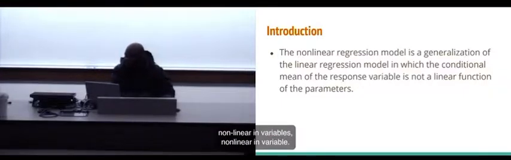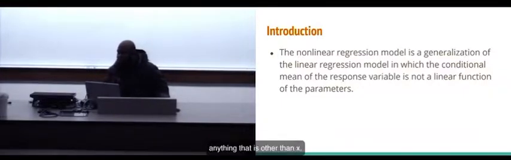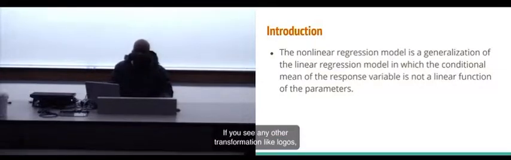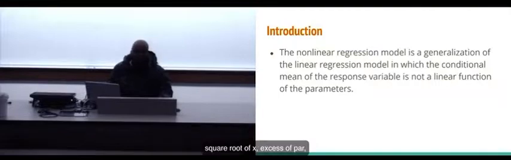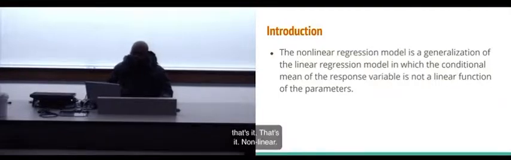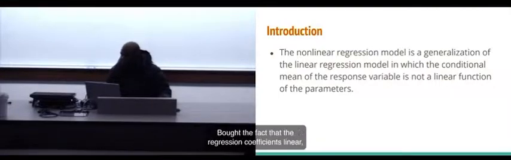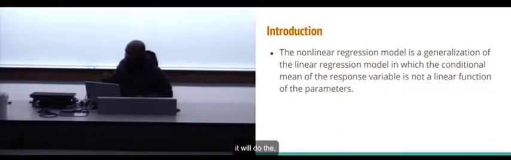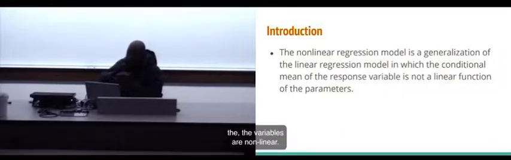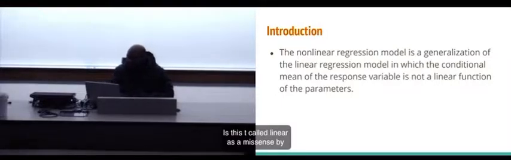Not linear in variable, that's why you see X squared, anything that is other than X. If you see any other transformation like log X, square root of X, X raised to a power, that's nonlinear. But the fact that the regression coefficients are linear, even though the variables are nonlinear, it is still called linear. Does that make sense?